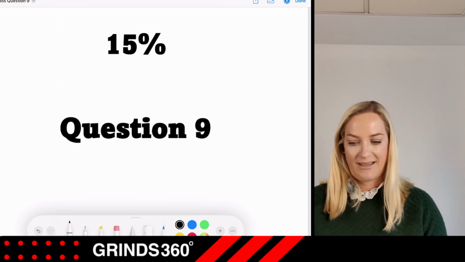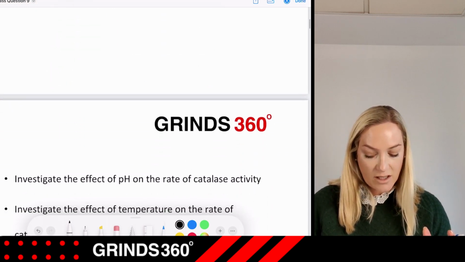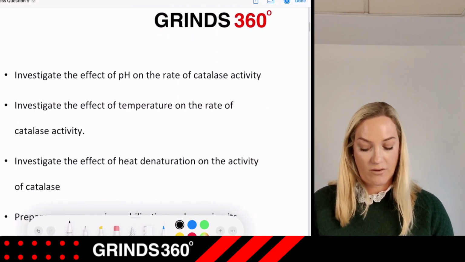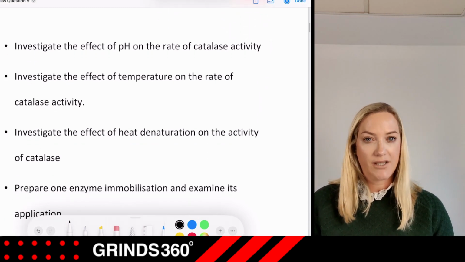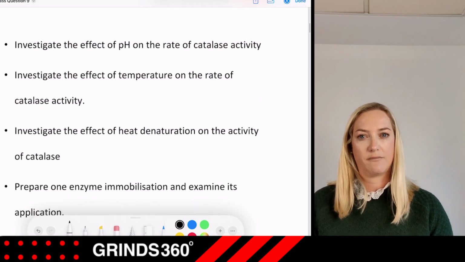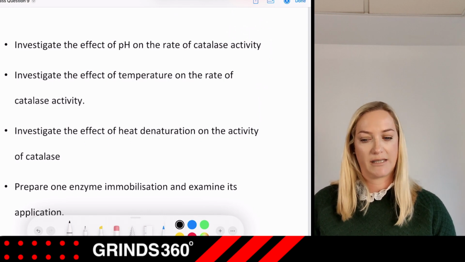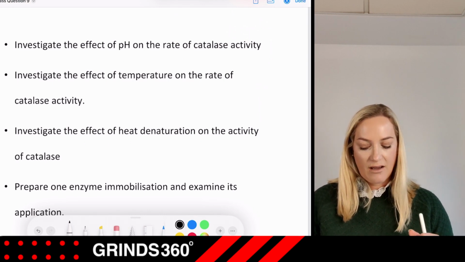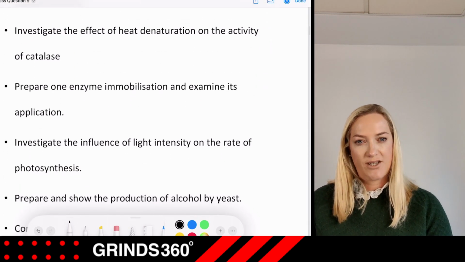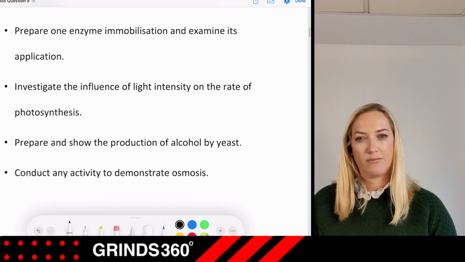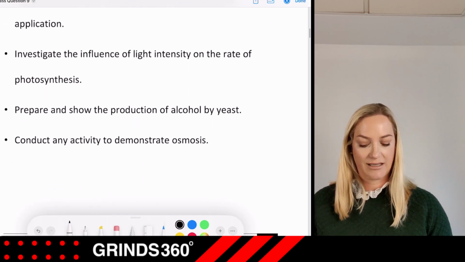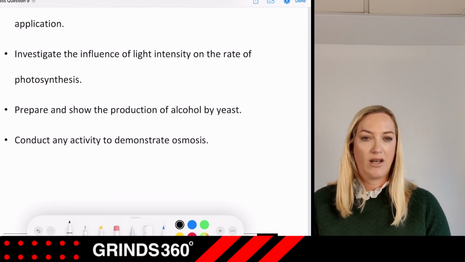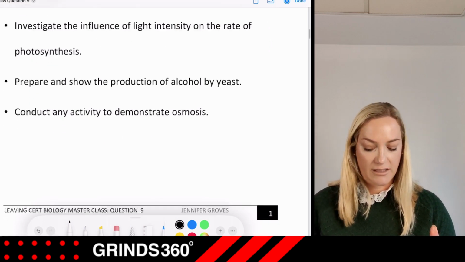Thank you. Great. Right, so just to go over an overview of the experiments that we're going to look at today. We investigate the effect of pH on enzyme activity, temperature on enzyme activity, heat duration on enzyme activity. We're going to look at how we prepare one immobilization and examine it, then prepare and show the production of alcohol by yeast, and then conduct an activity to demonstrate osmosis. So they're the ones that we're going to focus on today.